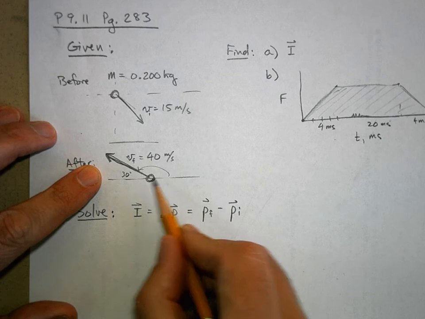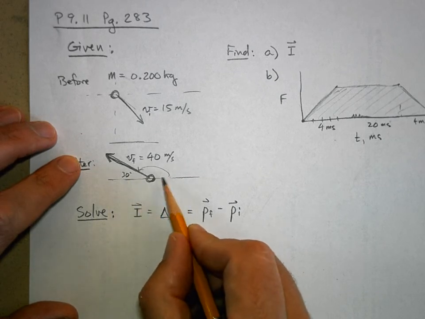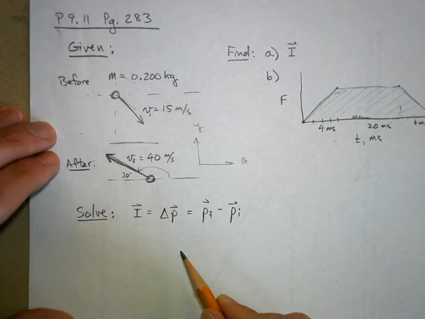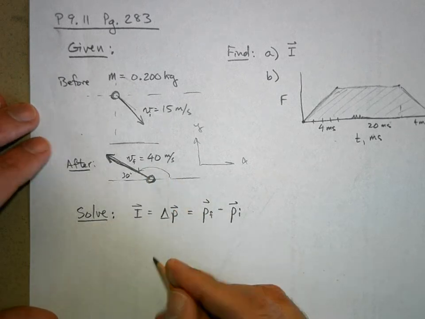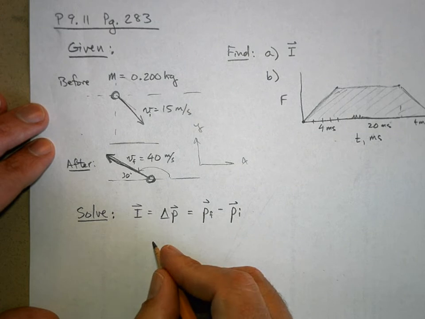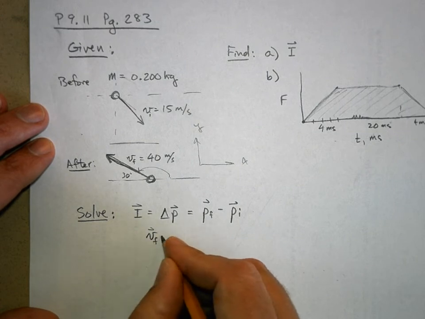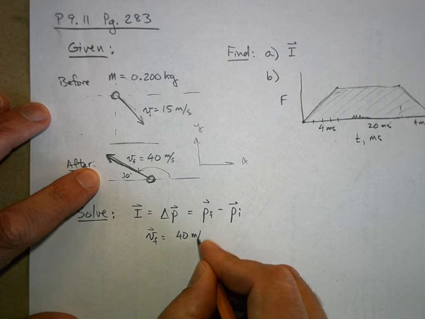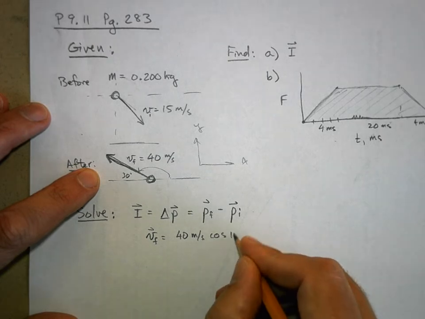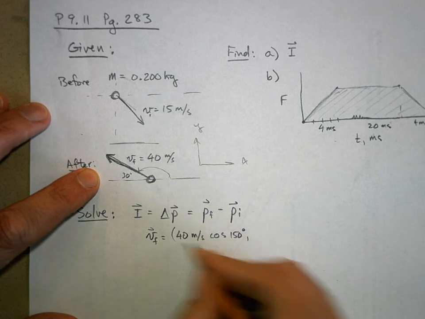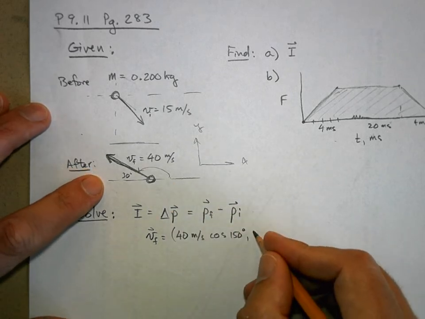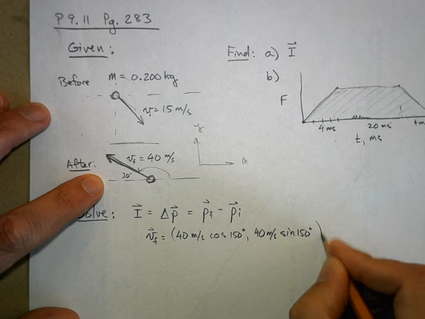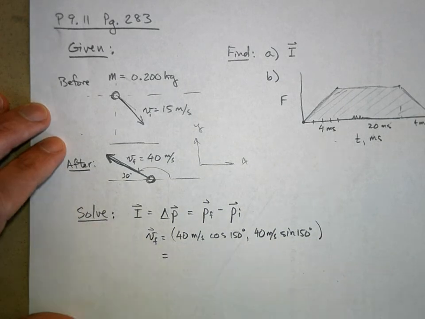Now, this is a vector in polar coordinates. Of course, we say this is 30 degrees here. That was given in the problem, but if we have our xy coordinate system look like this, x and y, then we can say that this angle is 150 degrees. So we're going to have v final. Let's get v final in rectangular coordinates. So it's going to be 40 meters per second times the cosine of 150 degrees, and then 40 meters per second times the sine of 150 degrees. And so we need a calculator.